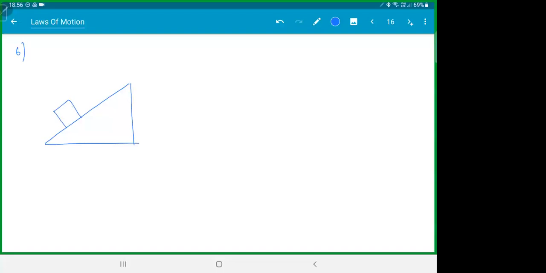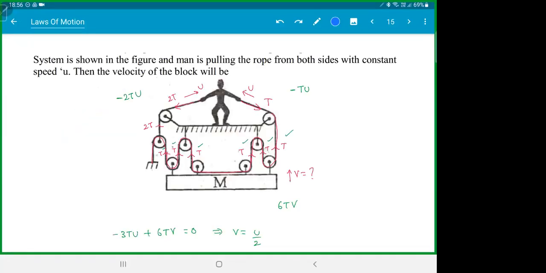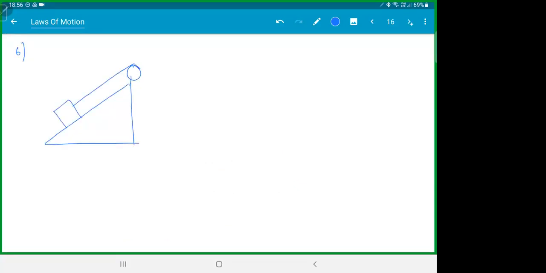Let's say we have a block here. Sir, can you go to the previous slide just for a minute? Yes, sir. Find VB.